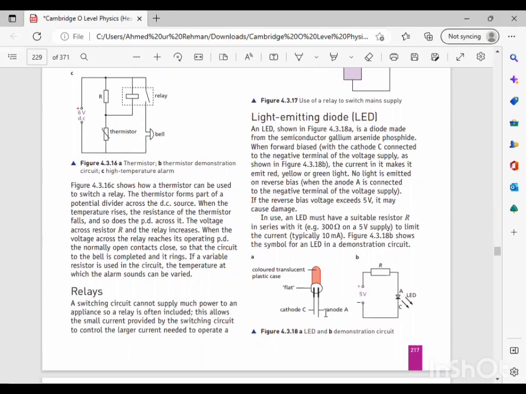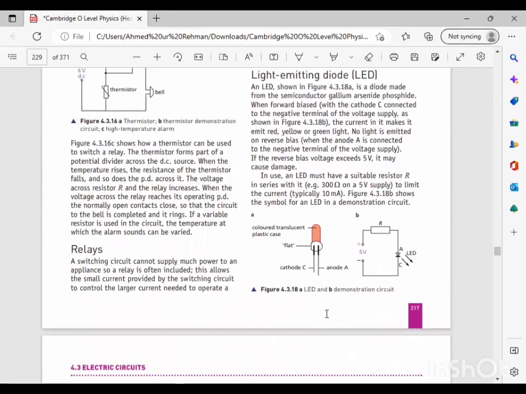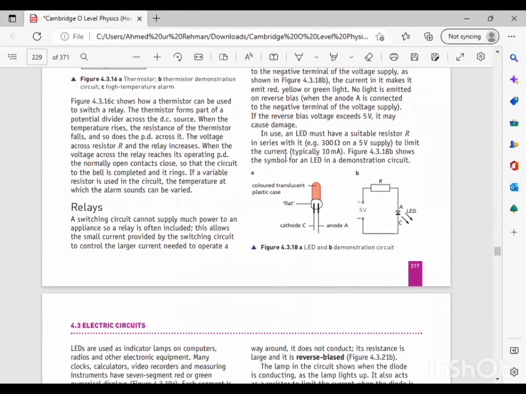What's going to be the requirement for a thermistor to lower the voltage across it? Resistance should decrease, right? And when will resistance decrease? When temperature is going to increase, right? See, it's written here. When the temperature rises, right?